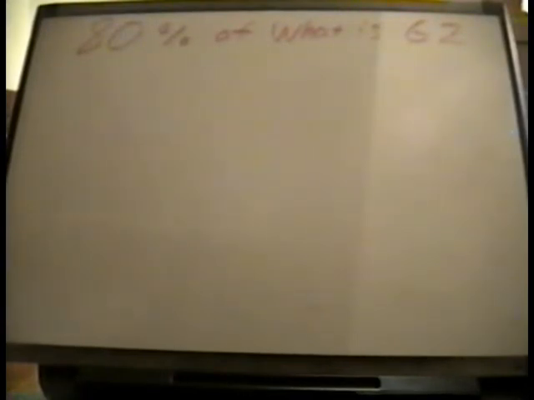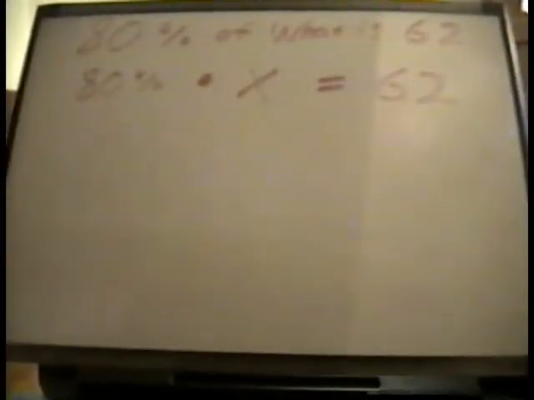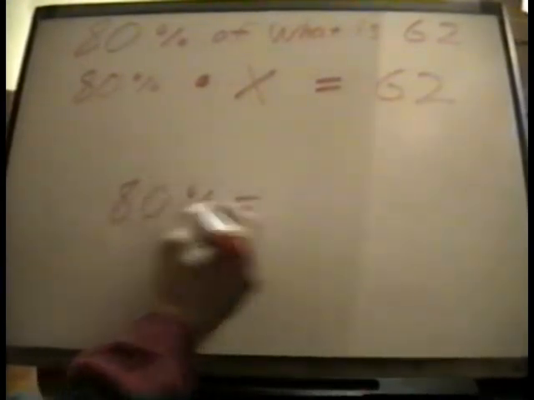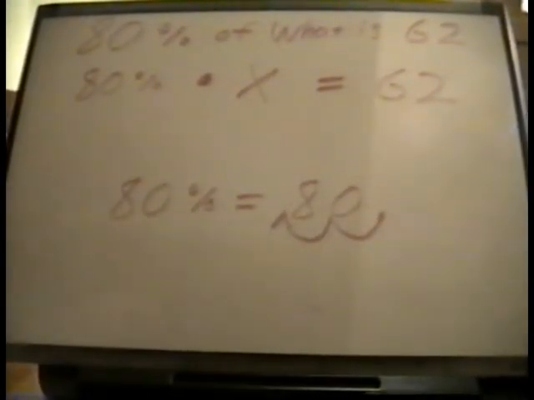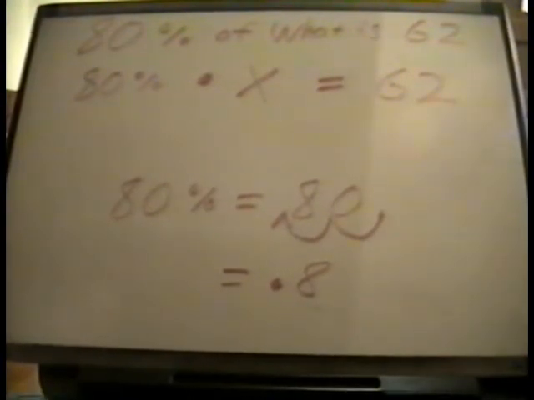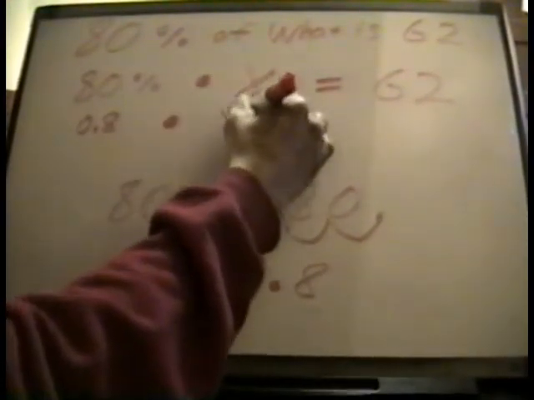In this section we have 80% of what is 62. First we want to convert our percentage into a decimal number. We shift the decimal place 2 times to the left and we drop the percentage sign, and that gives us 0.8. Now 80% equals 0.8, so we have 0.8 of x equals 62.